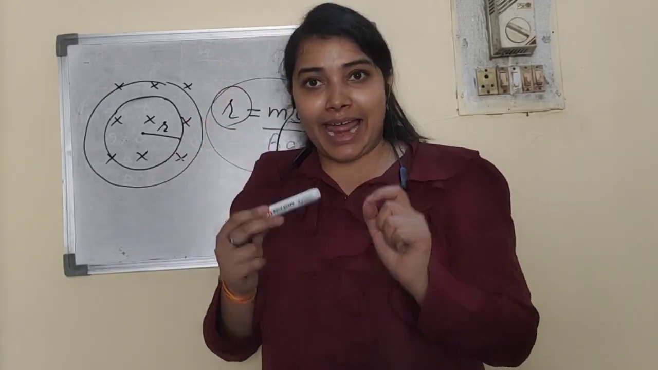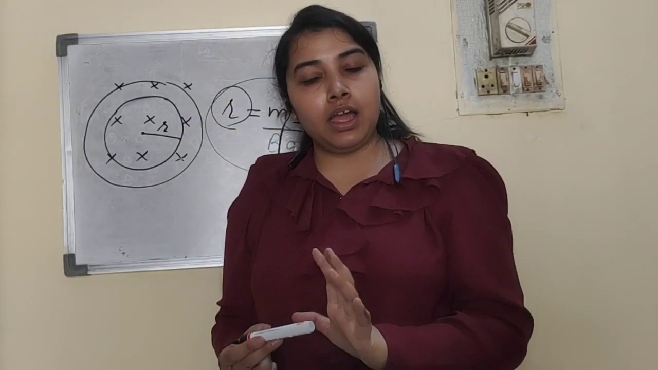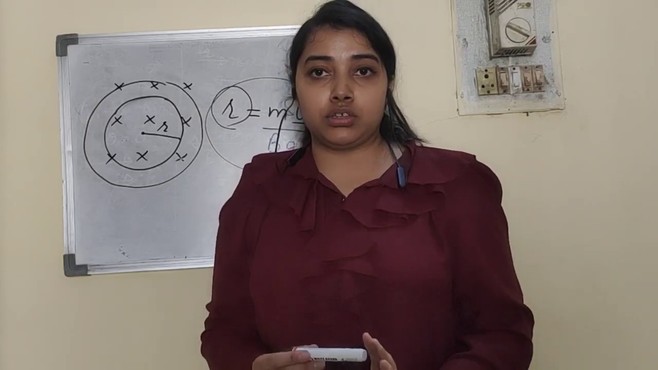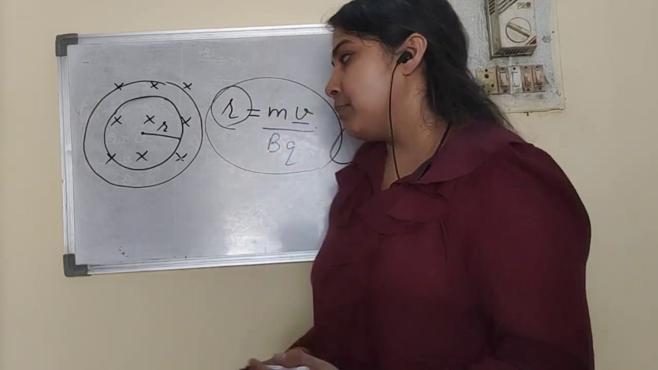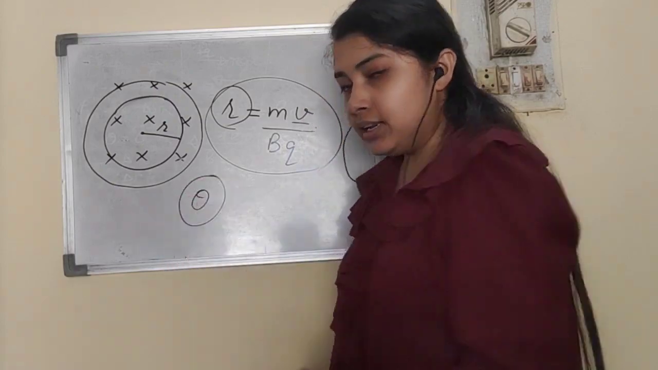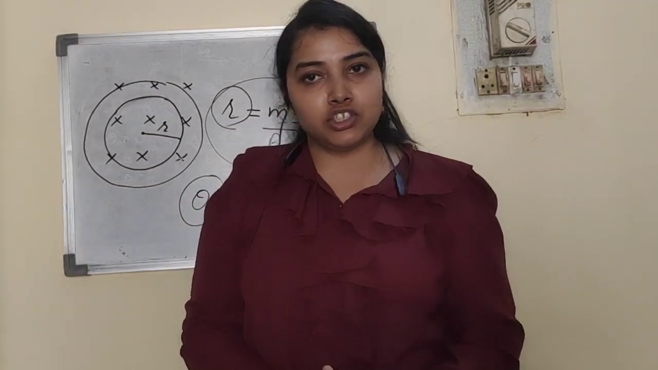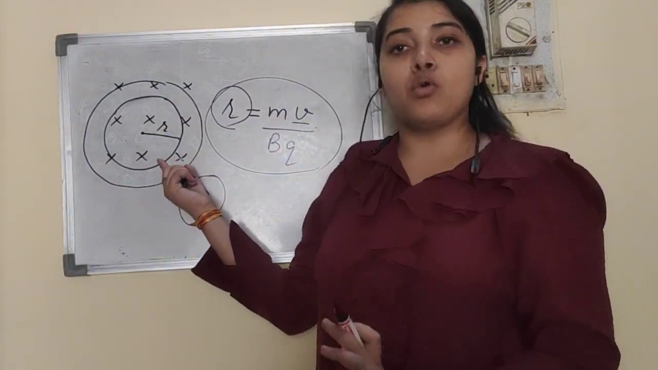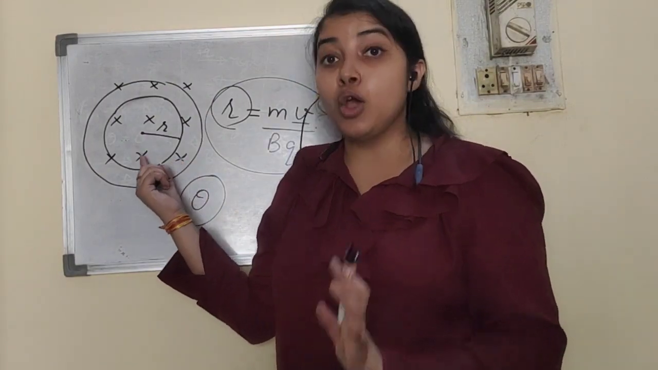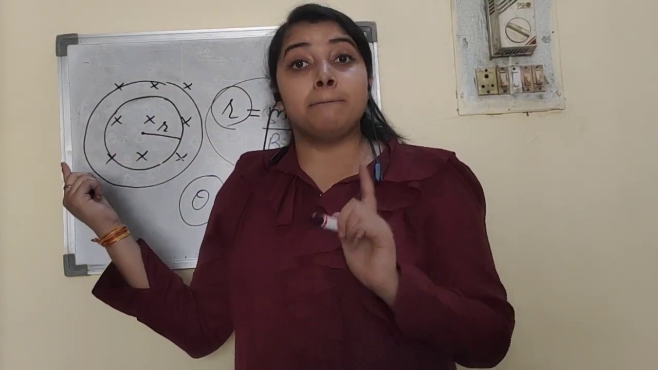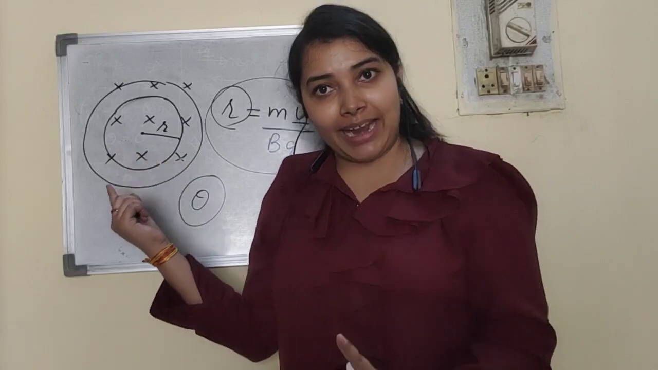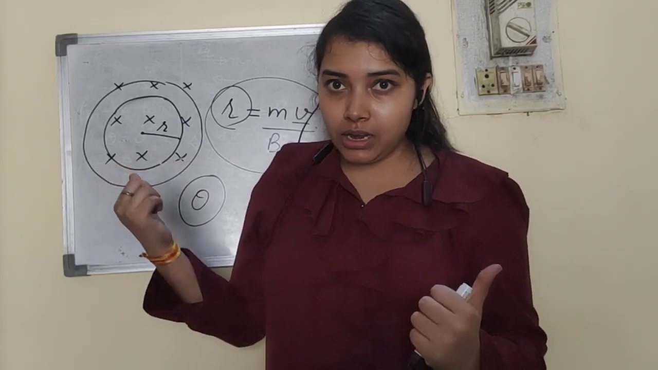If the charged particle enters parallel or anti-parallel, then there will be no force. If the charged particle enters by making any angle theta, then the direction of the charged particle will automatically change. This is the maximum force which the charged particle can experience when theta is equal to 90 degrees. But zero force will be applied when the charged particle enters parallel or anti-parallel.